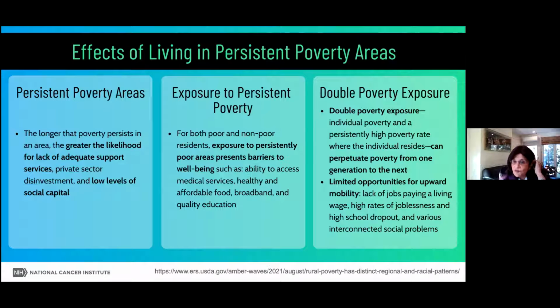So it's also a double poverty exposure, meaning if you're in a persistent poverty area where 20% of the population has been below the federal poverty line for the last 30 years, you're dealing with generational poverty, and it will perpetuate from one generation to the other. Your own poverty, the fact that there are no resources, and structural imbalances keep you at that level, and the lack of mobility and a lot of dropouts from high school with lack of job opportunities and those kinds of issues persist.